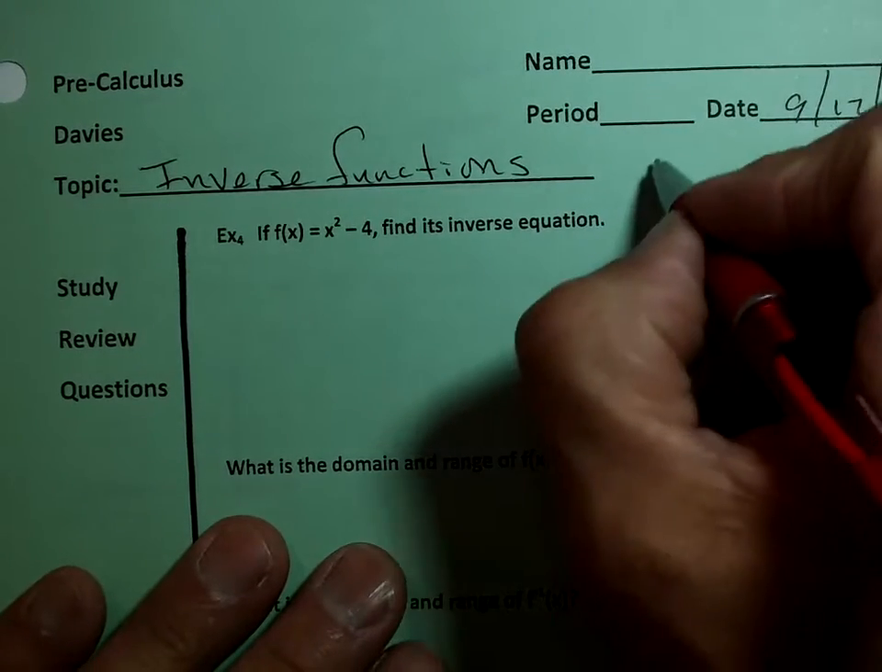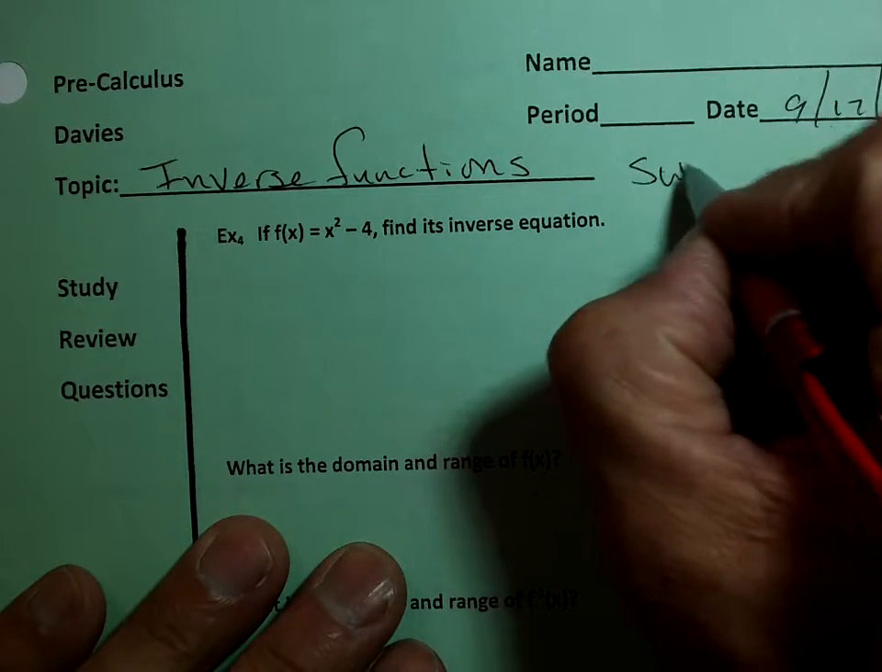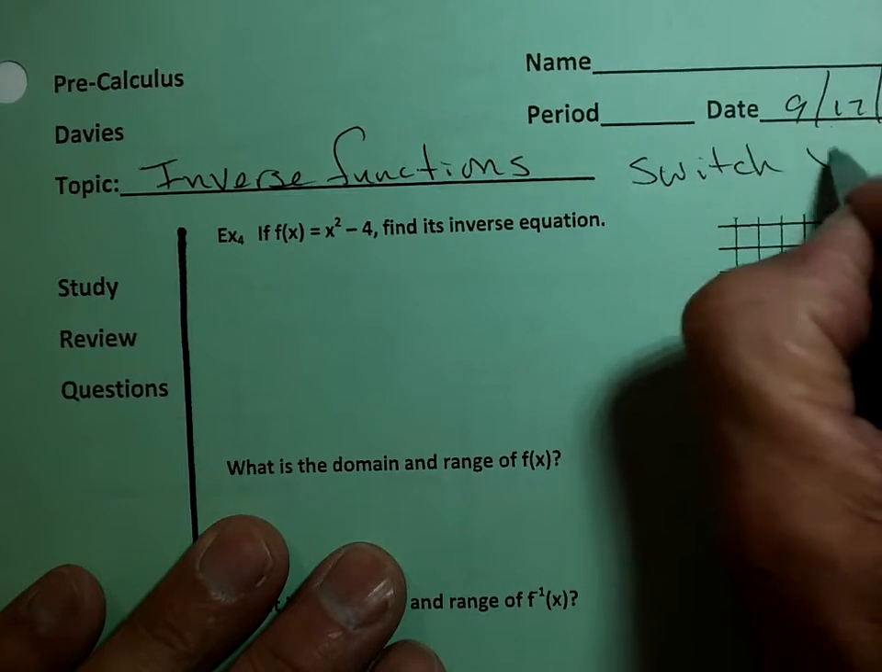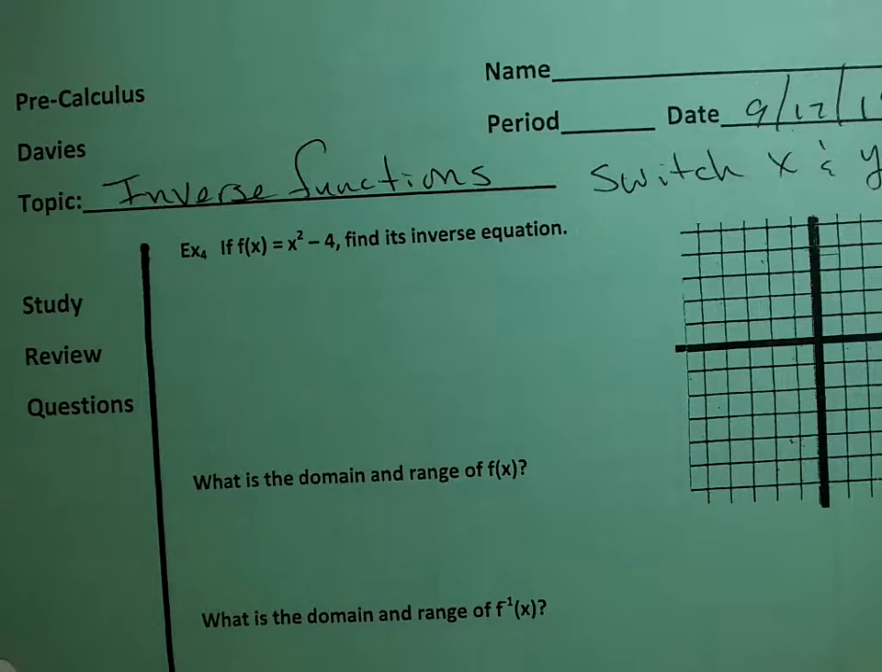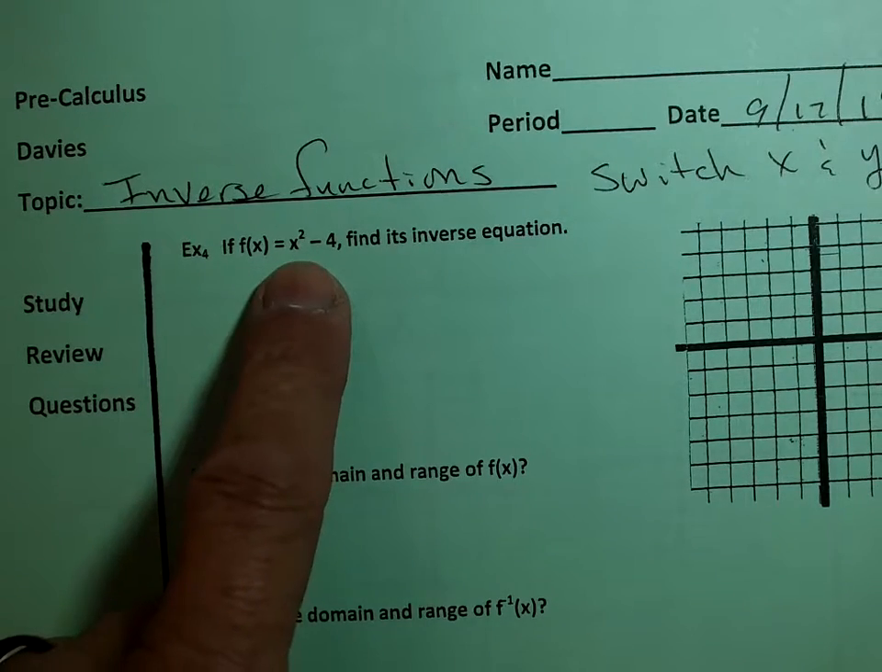You're basically going to switch x's and y's. That's how you do it. So, example 1, if f(x) equals x squared minus 4, find its inverse.